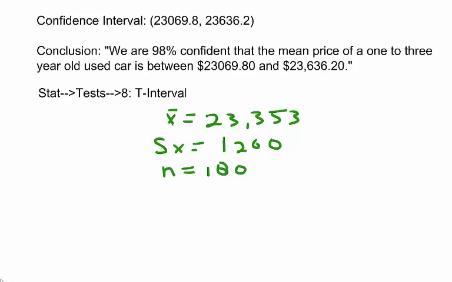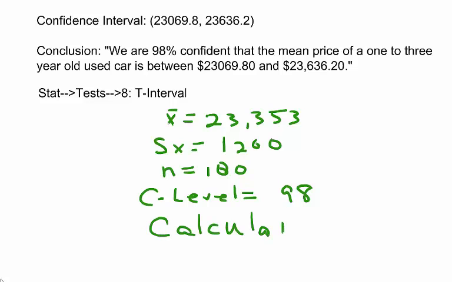And then you'll be asked to select a C level. That's your confidence level, which in our case was 98%. We'll enter that as a decimal, 0.98. Finally, you'll hit Calculate. And that will give you the same result.